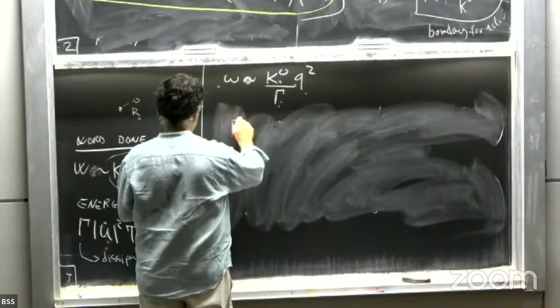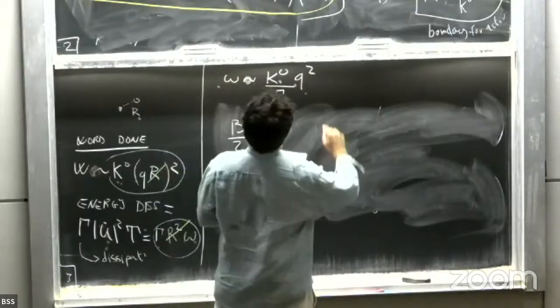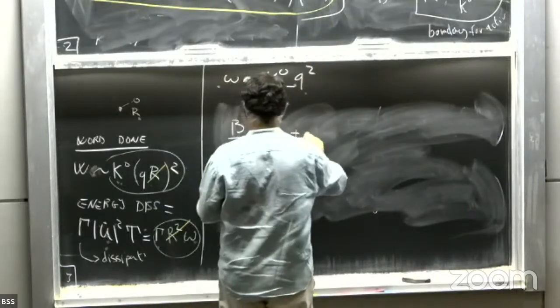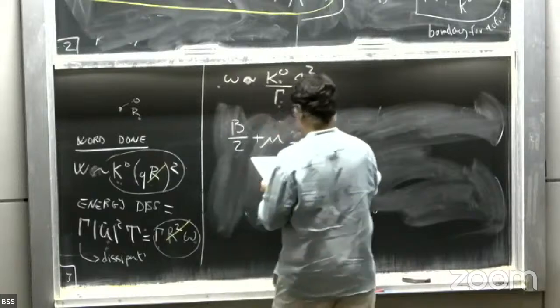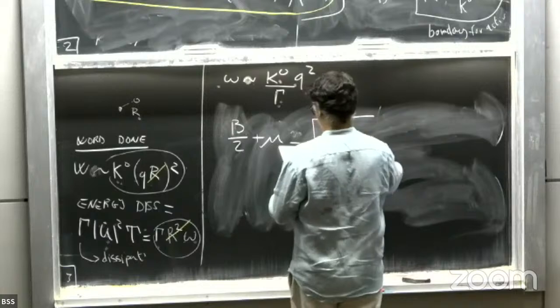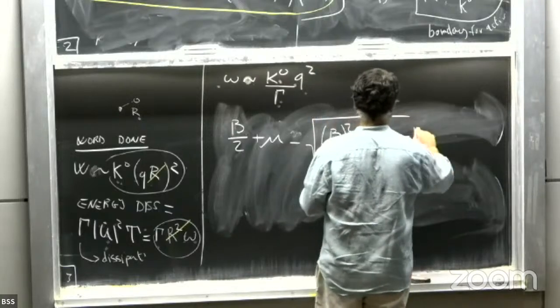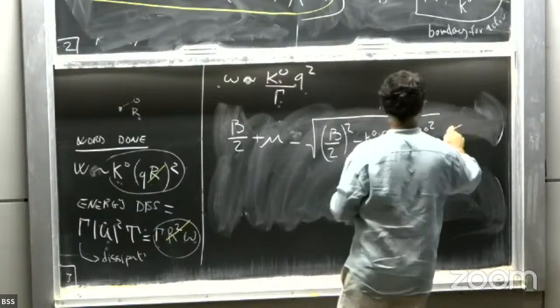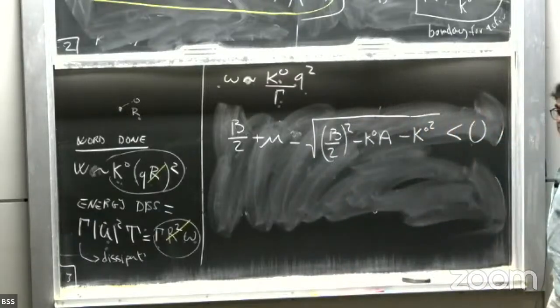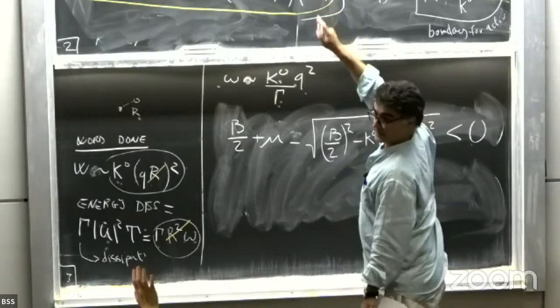You want to take beta over 2 plus mu plus minus, well, you can concentrate on the minus, beta over 2 squared minus k naught a minus k naught squared. You want this thing to be less than 0. Okay? But you remember the various signs there.